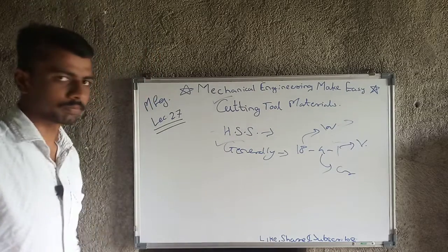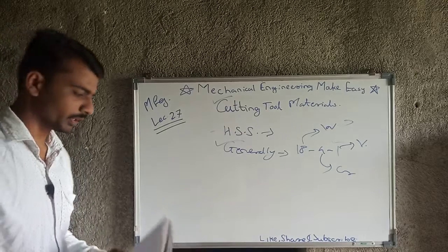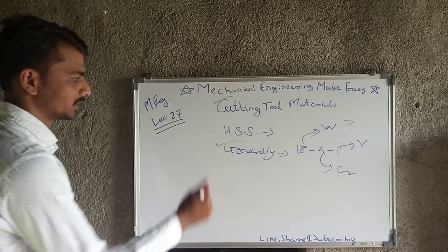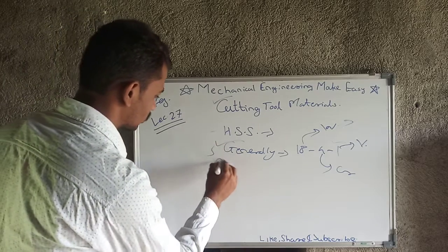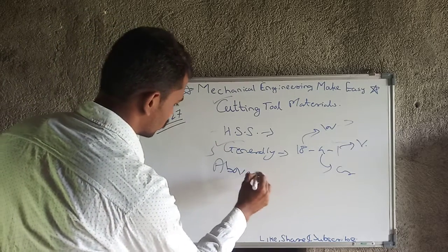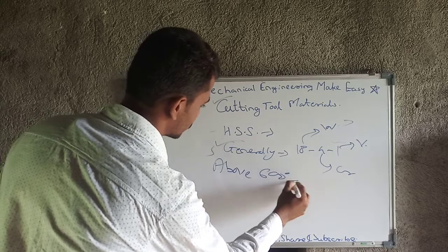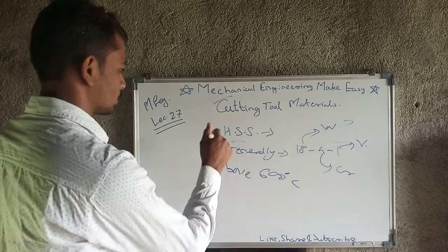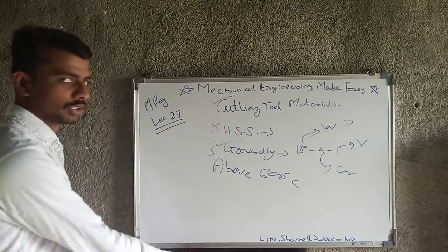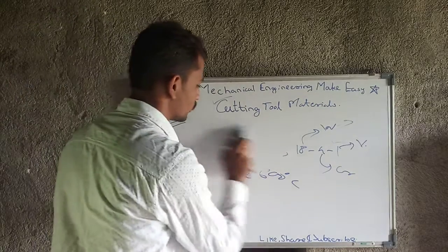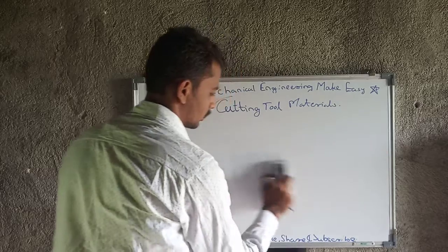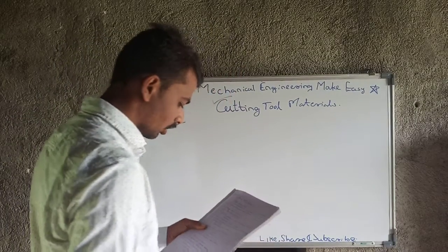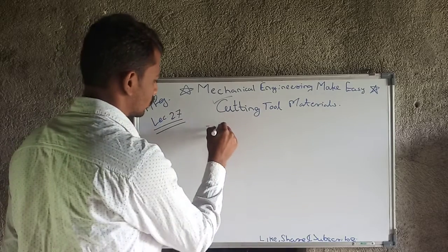This is one of the cutting tool materials we prefer to use, but it also has one disadvantage: above 600 degrees Celsius it loses its hardness. So above 600 degrees Celsius we can't use this high speed steel. Then we will move towards our next material, which is non-ferrous cast alloys.